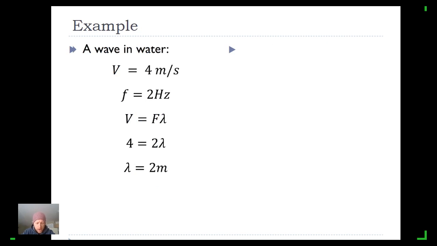So here's the example. If a wave travels from water into jello, we might observe something like this. So a velocity of 4 meters per second, a certain frequency, etc. And so you're able to determine, say, what the wavelength is based on this other information. You just plug in the values and then solve.